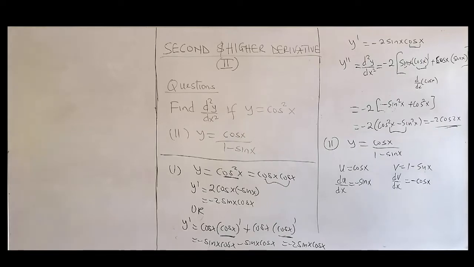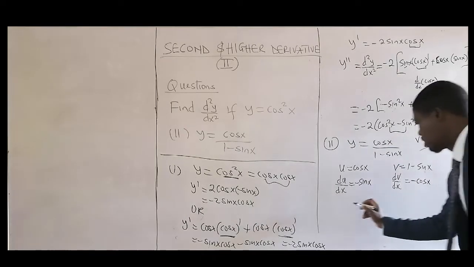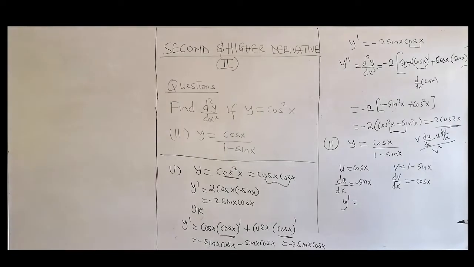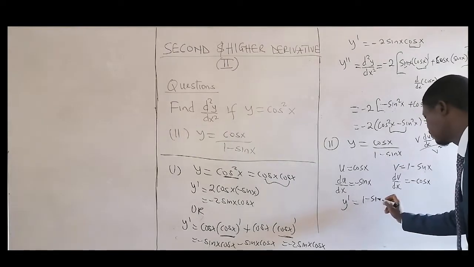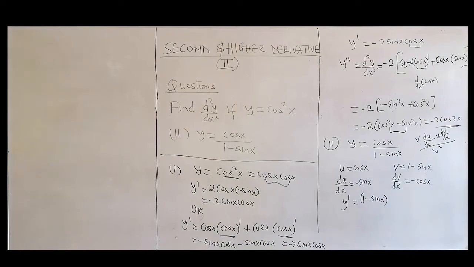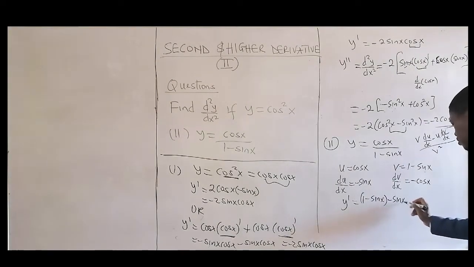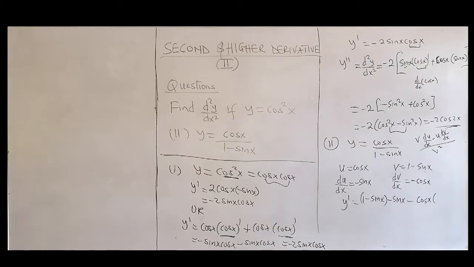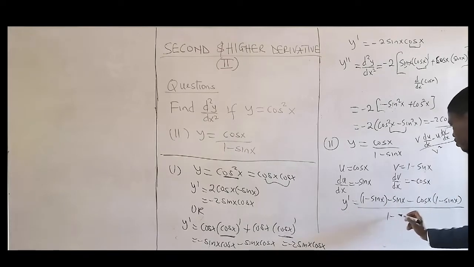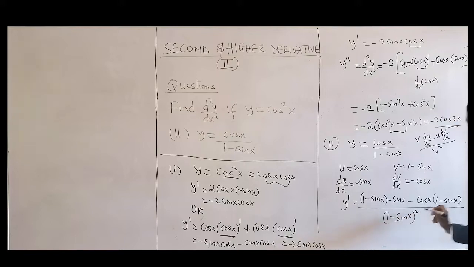So let's do the substitutions into the quotient rule, which is v du/dx minus u dv/dx over v squared. So let's substitute that. The first differential, dy/dx, is equal to v, 1 minus sin x, times du/dx, minus sin x, then minus u, cos x, times dv/dx, minus cos x, all over v squared, 1 minus sin x all squared.